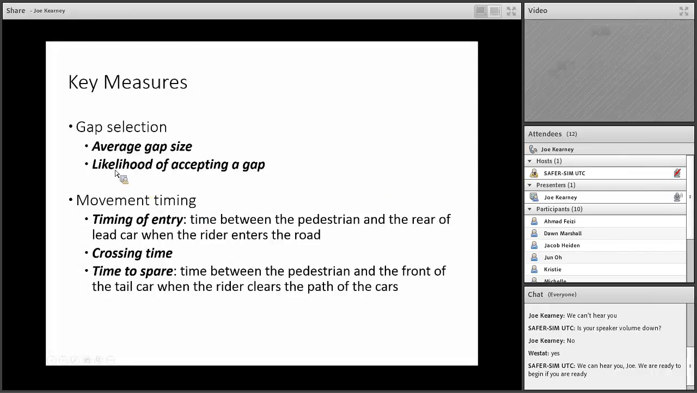The key performance variables that we looked at were how they chose gaps, what was the average size gap that they took, and what was the likelihood of accepting a gap of a certain size. We also looked at movement timing when they crossed the road. When they entered the road, what was the time of entry relative to the opening of the gap? That is the time the rear of the lead vehicle passed the pedestrian. Crossing time, and the time between when the pedestrian clears the path of the car and the front of the tail vehicle arrives. So it's the time left to spare when they get across the intersection.